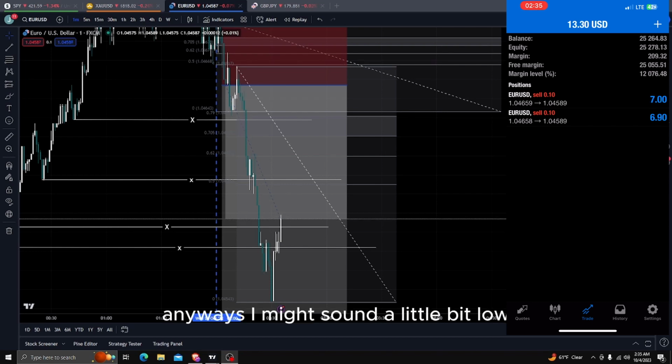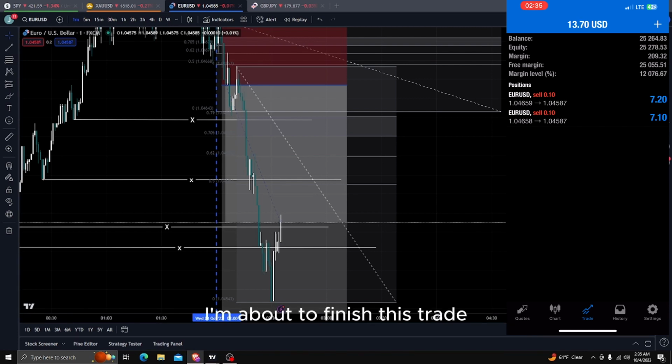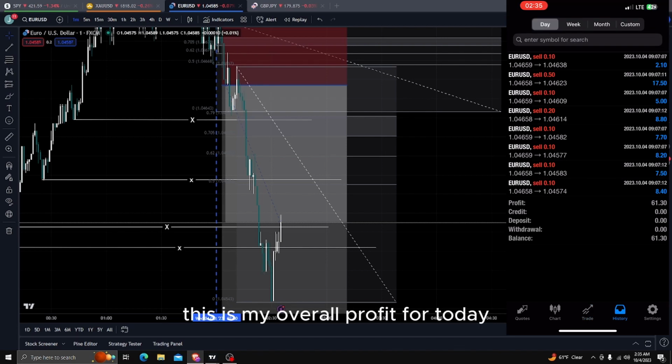Anyways, I might sound a little bit low. It's late right now, and I'm in a trade. I'm about to finish this trade. If it goes to break even, I'll close it out. But these are my two left runners right now. This is my overall profit for today. You can check out what the month is.